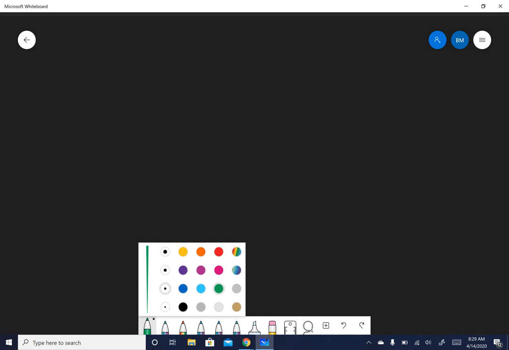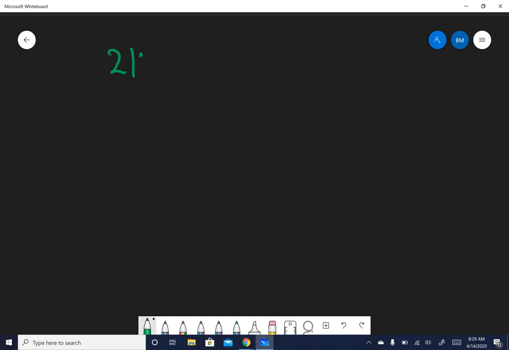All right, so 2H, you know what, it's fun, but it's probably hard for you to read. So I'm going to erase that. I feel like I need better contrast here. We'll stick with the green. All right, here we go. 2H2 plus O2 yields 2H2O.